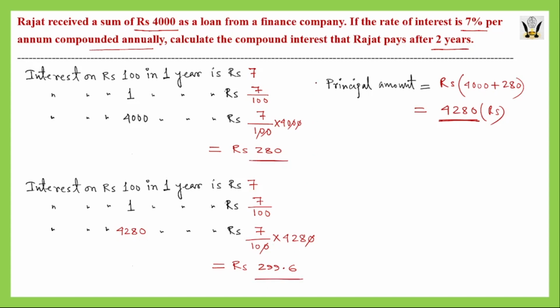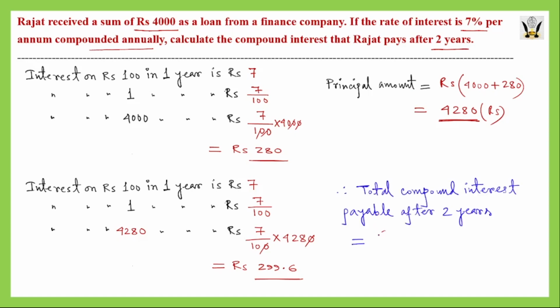Now this is the interest in the second year, and this much was the interest in the first year. And what is the requirement of this problem sum? Calculate the compound interest, meaning the total compound interest that Rajat pays after 2 years. So we have to find the total compound interest. So total compound interest means what Rajat pays in the first year, and that amount is 280, and what Rajat pays in the second year, and that amount is 299.6. So if we add these two, then the total amount will be nothing but 579.6 rupees. So this is the total compound interest that Rajat needs to pay after 2 years.